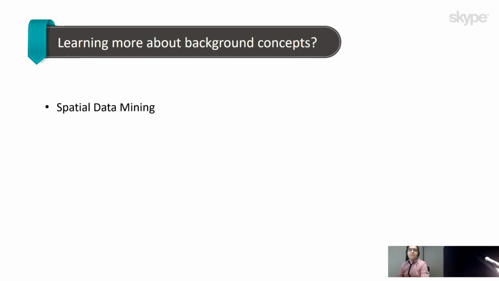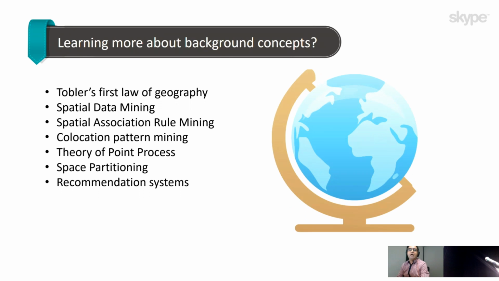To learn more about the background concepts and how we are actually doing this work, let me jump in quickly. Because of lack of time, I'm not going to cover the academic concepts that we used to develop the recommendation system, but if you're interested, you can refer to some of our publications. The topics of interest are Tobler's first law of geography, spatial data mining, spatial association rule mining, co-location pattern mining, theory of point process, space partitioning, and recommendation systems. These are the topics that we have been dealing with in the past few months.